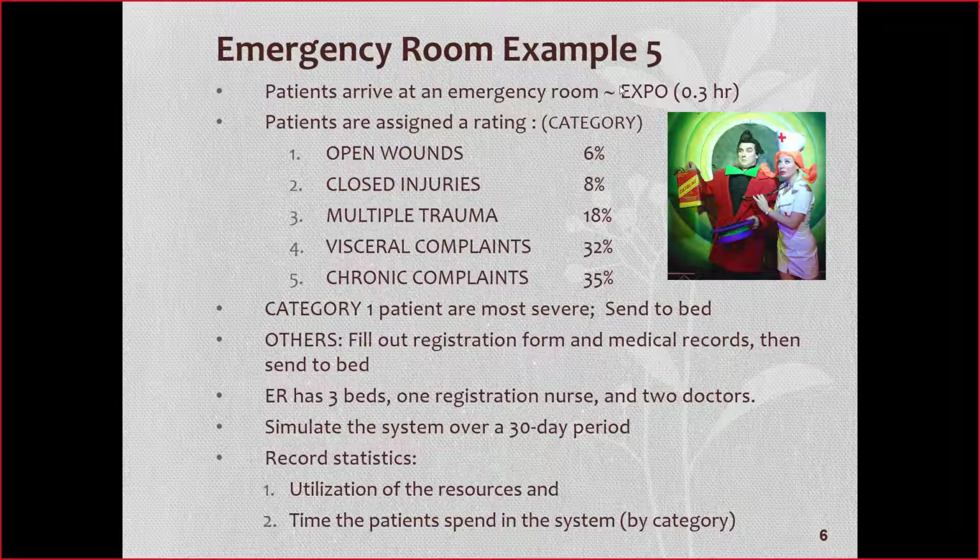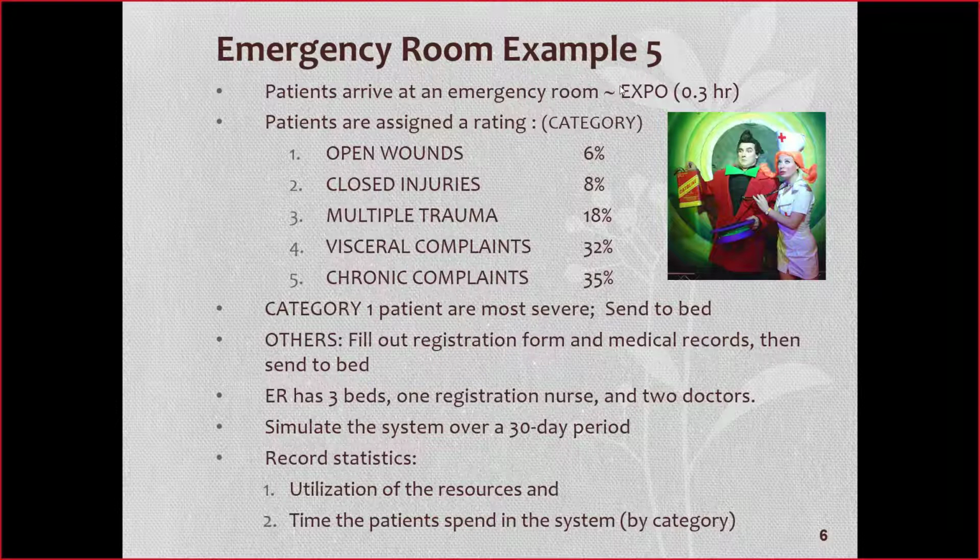Okay, and patients coming to the emergency room have a category. Number 1 is open wound, which is the most severe condition. It's 6% of patients. Second is closed injury, internal injury type of things, bruises, concussion, those types of injury, at 8%. Third is multiple trauma. Fourth is visceral complaint, which usually means stomach pain, headache, shortness of breath, and so on. And number 5 is so-called chronic complaint: I have a backache, I have constipation, and so on. Those types of situations are not as severe, but you need to see a doctor right away.